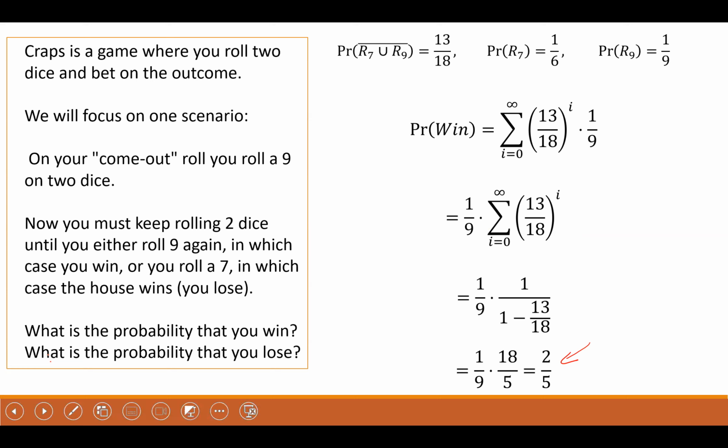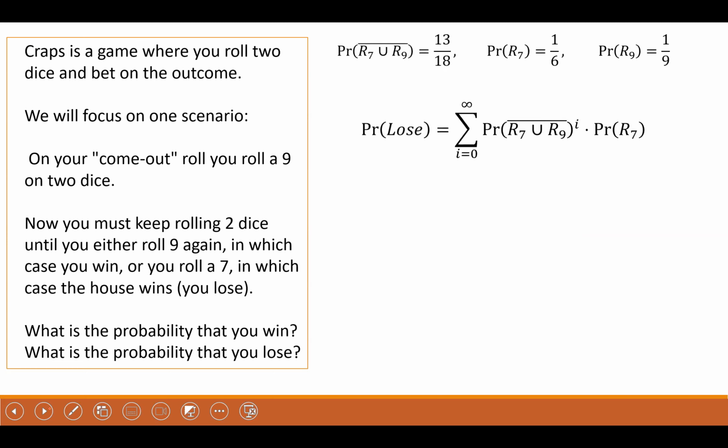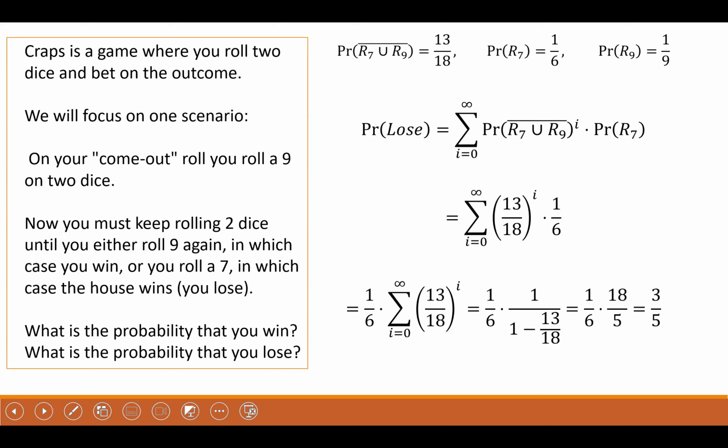All right. Of course, we can use the complement rule to determine the probability that we lose. We can also compute it directly using the exact same process, but now instead of multiplying by 1/9, we're multiplying by 1/6, and we get 3/5. That's the house wins. So that's 3 different versions of infinite sample spaces.